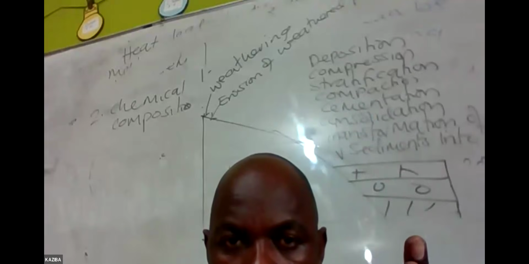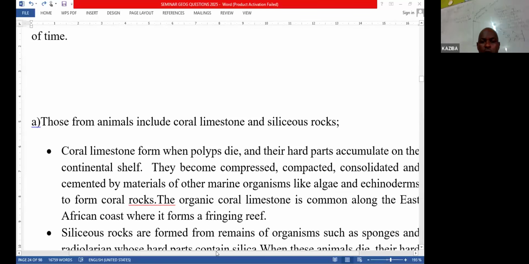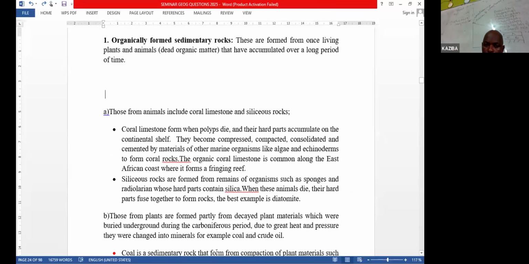So basically, let me summarize the question. Define sedimentary rocks. Give the characteristics of sedimentary rocks. After giving the characteristics, then give the processes: weathering, erosion, transportation, deposition, stratification, those ones. Then when you're done, give us the three types: the organically formed, the chemically formed, and the mechanically formed. Explain them, illustrate them, give examples, and the question is done. Let's go to another question.